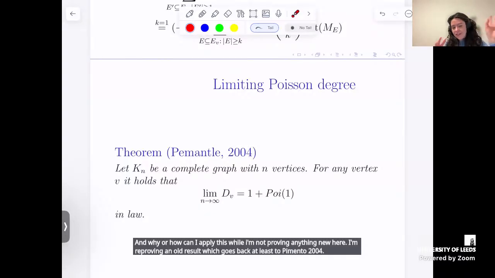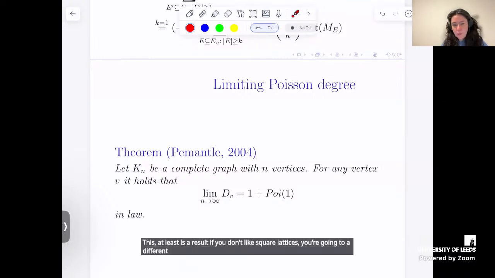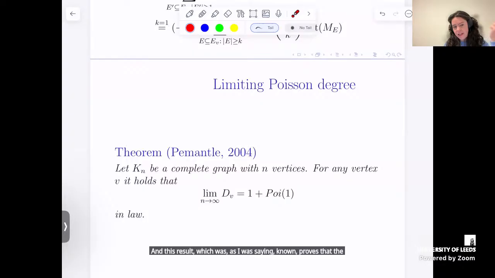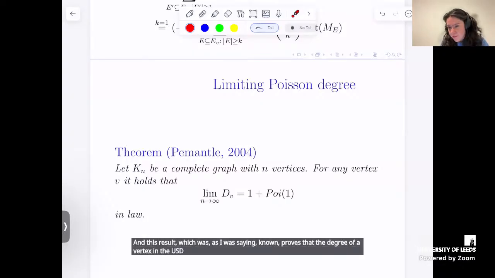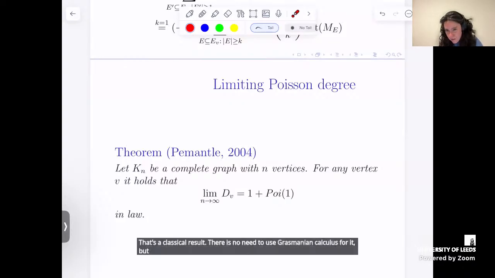This at least is a result, if you don't like square lattices, for a different graph. Now I'm in the setup of a complete graph. So you see there is no Z^d involved. I have a complete graph on n vertices. And this result, which was, as I was saying, known, proves that the degree of a vertex in a UST for K_n converges in law to 1 plus a Poisson(1). That's a classical result. There is no need to use Grassmannian calculus for it, but you can if you want.